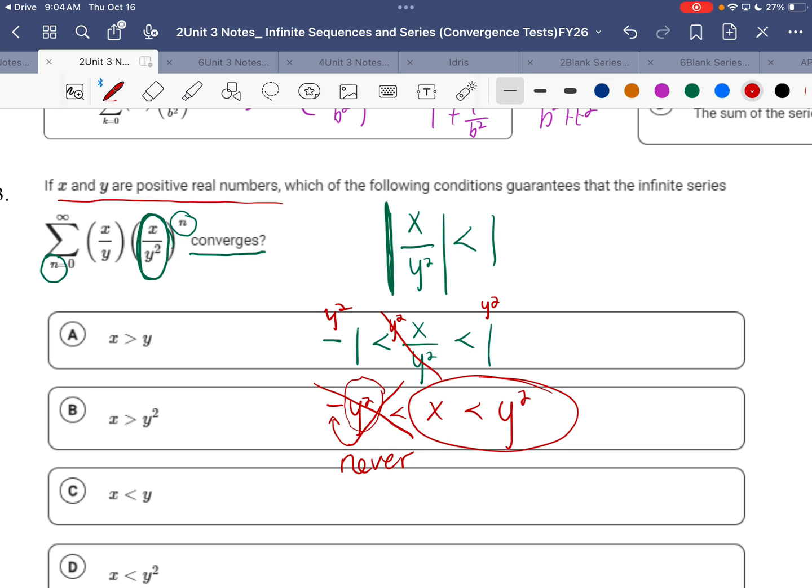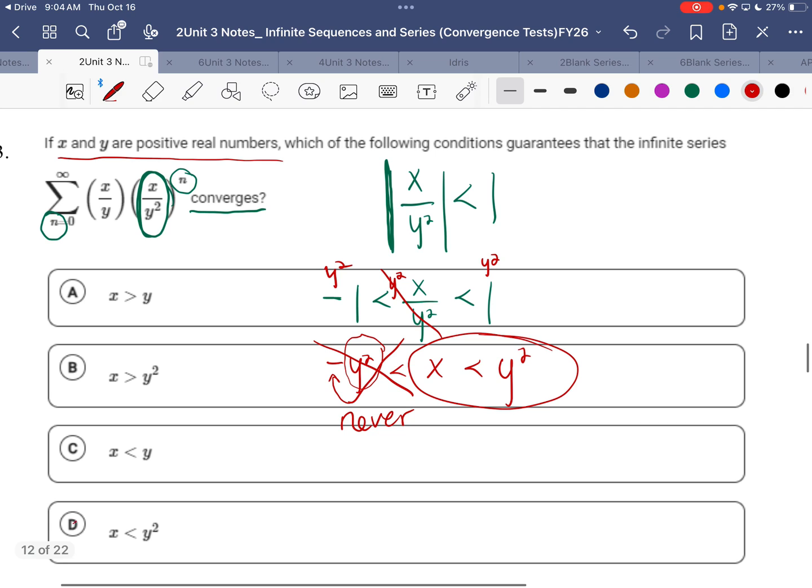This is the only part of the statement that was truly mattering. And yes, x and y can't be 0, but it said they were positive real numbers, and 0 is not positive. So we already had that part of the boundary considered. So D was the right answer.